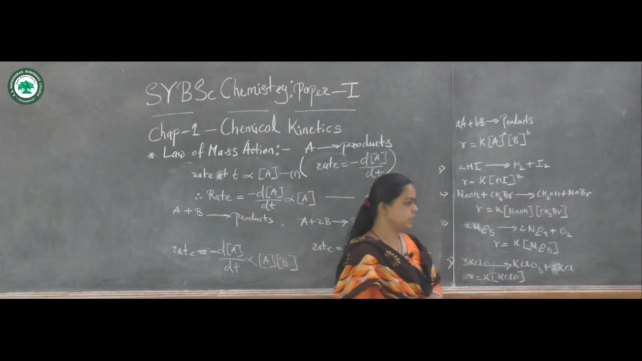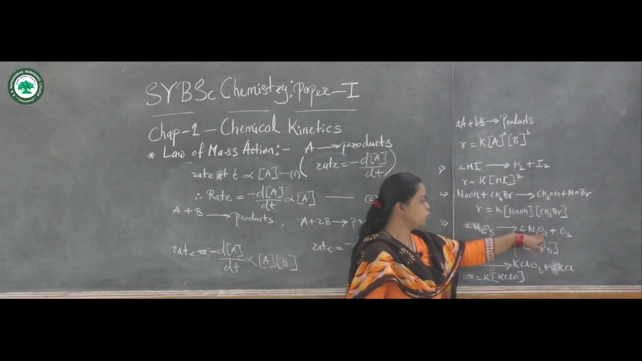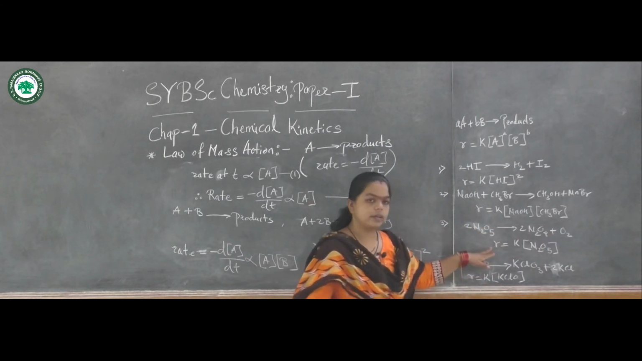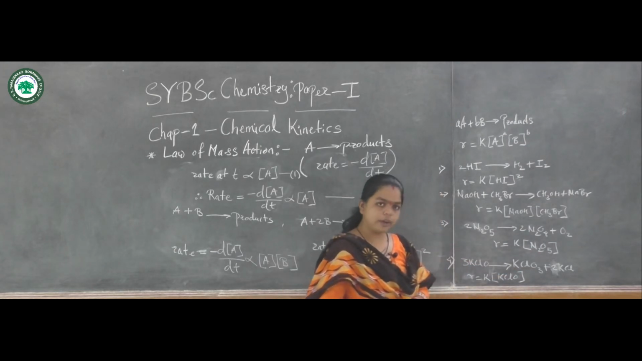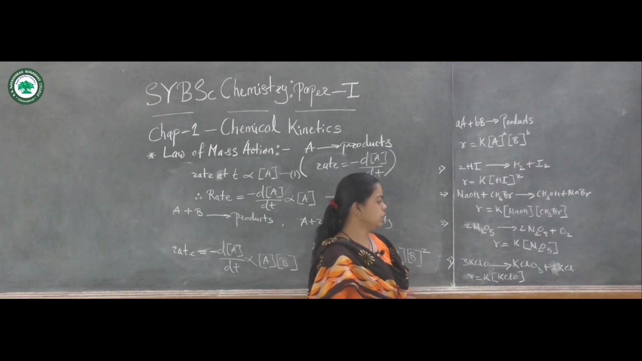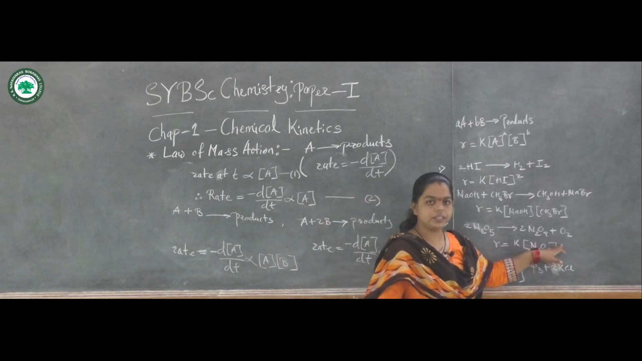The third reaction will be N2O5, 2 molecules giving 2 N2O4 plus O2. So the rate can be given as k into [N2O5], that is the reactant, but here the coefficient is 2, but it is not given in the rate equation.